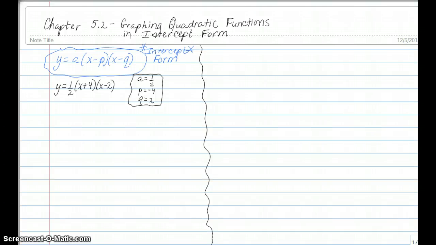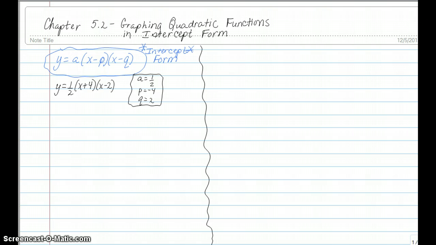Okay, we have some brief notes on graphing quadratic functions in intercept form. This is from chapter 5.2. Intercept form is y equals a, being the leading coefficient, times x minus p times x minus q. So we have the problem y equals 1/2 times x plus 4 times x minus 2.